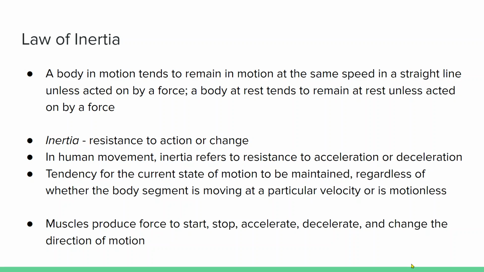Also in human movement, it's easier to move a small person than a larger one. And say in football, that is why some of the linemen tend to be large human beings with large inertia, so they resist motion. Muscles produce force to start, stop, accelerate, decelerate, and change the direction of the motion. And they are overcoming the inertia of our limbs.